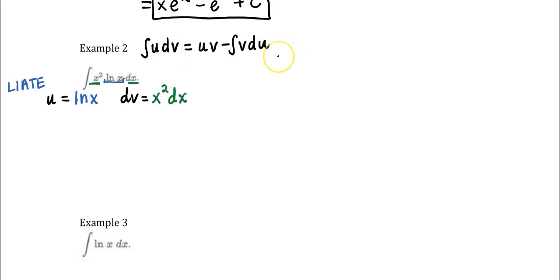In order to use this formula, we're going to need to take the derivative of u to get du. The derivative of natural log x is 1 over x, and I will put a dx on the end of that. And I'm going to need to take the integral of dv in order to get v. So when I integrate x squared, I get x cubed over 3. So now let's go plug into this integral.